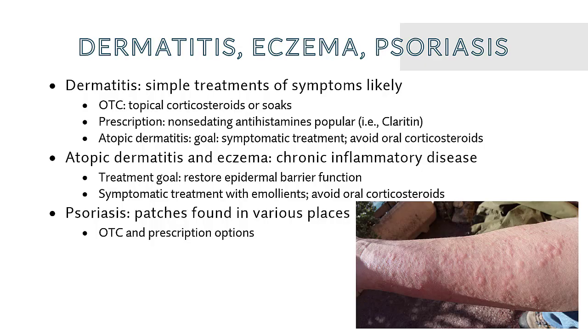Psoriasis manifests most commonly as well-circumscribed erythematous papules and plaques covered with silvery scales. Patches are typically found on the elbows, knees, scalp, lower back, face, palms, and the soles of the feet, but can affect other places as well. Symptoms are usually minimal, but mild to severe itching may occur. Over-the-counter and prescription options are available for the treatment of psoriasis.